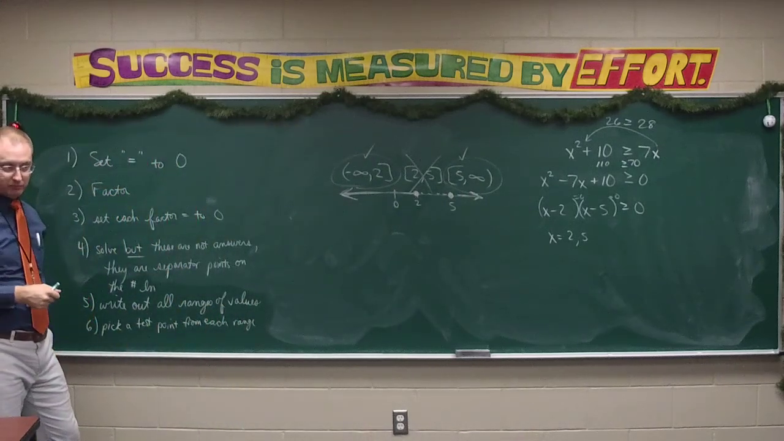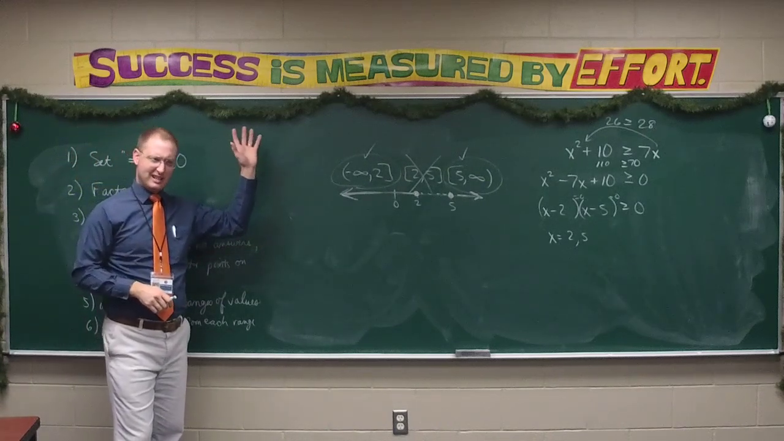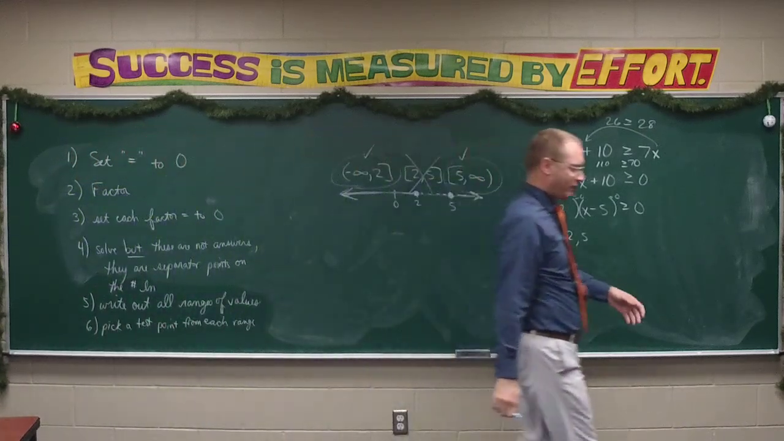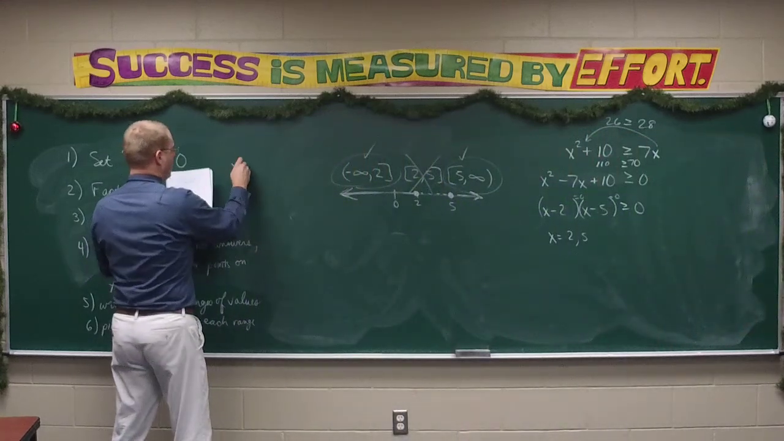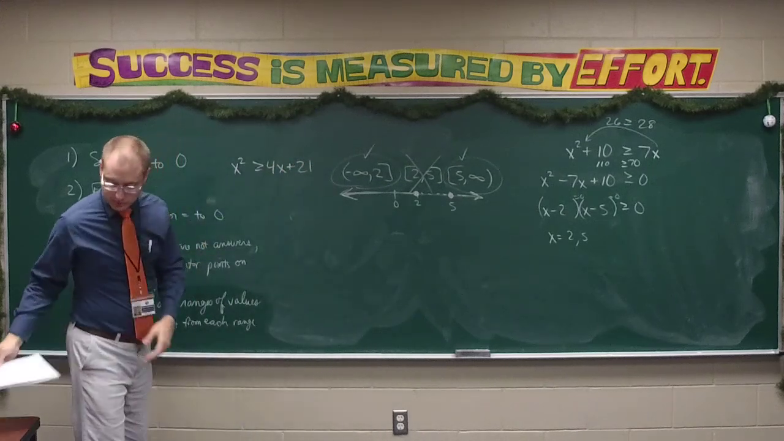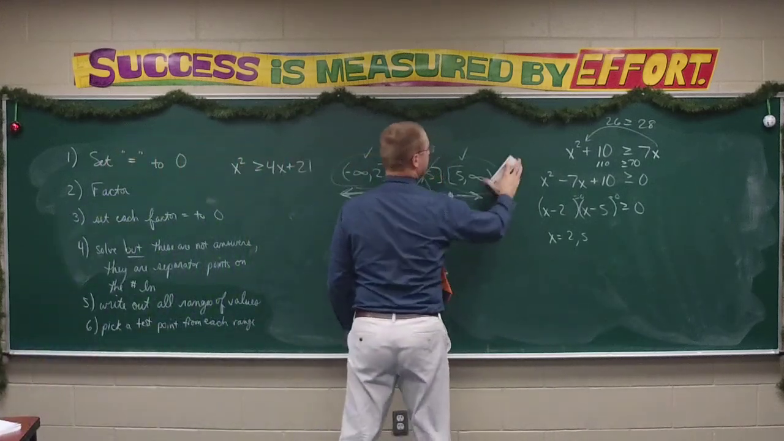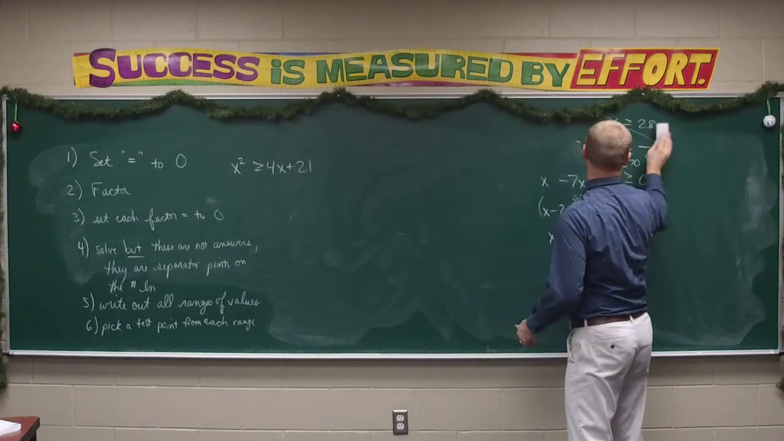Questions on this one? How many, now that you've done one with me, say, I think I pretty much got this? Let's do another one anyway. Not everyone's nodding their head yet. X squared is greater than or equal to 4x plus 21. I probably should have left that up there.